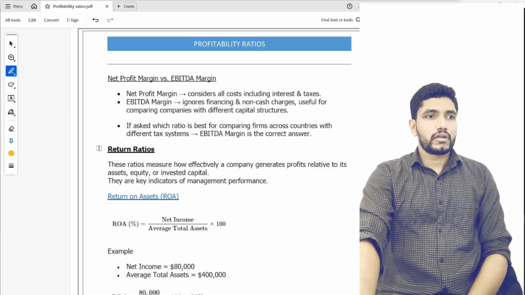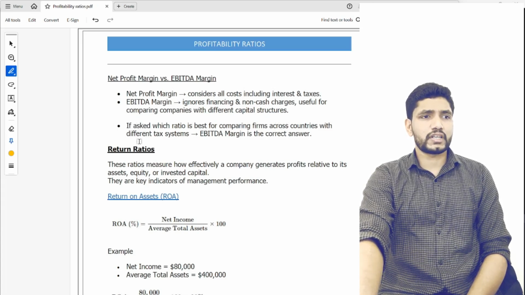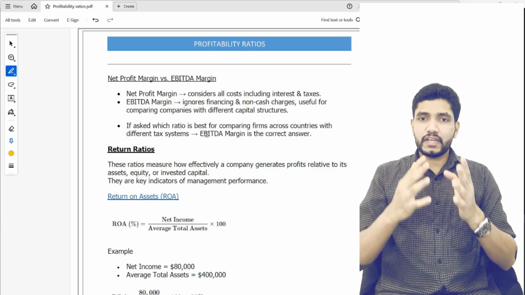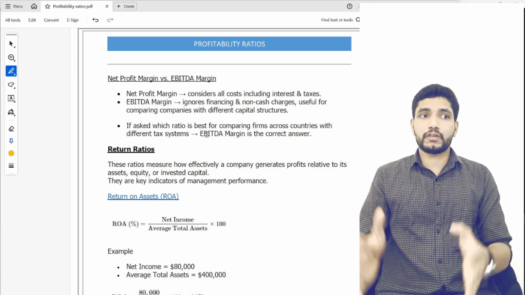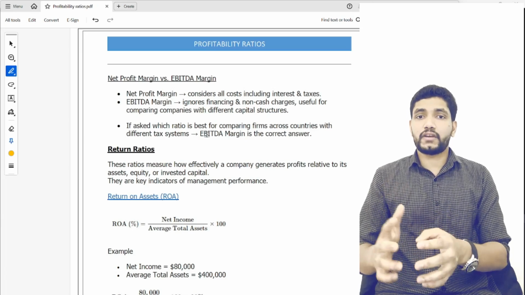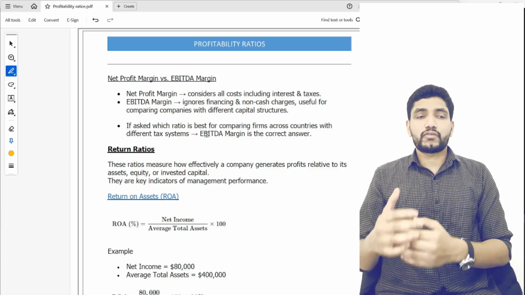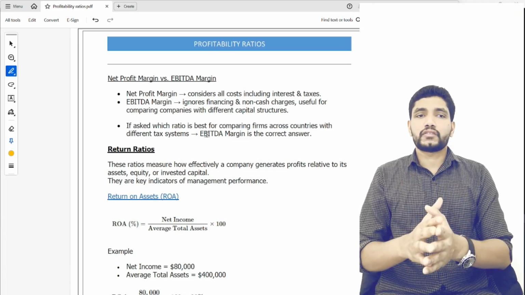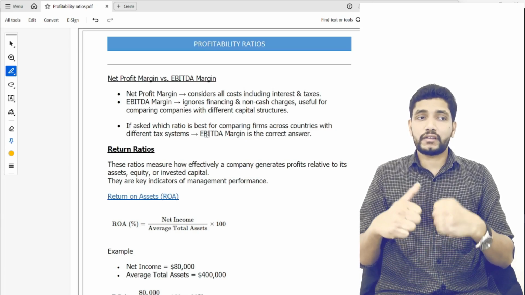So if you are asked which ratio is best for comparing firms across countries with different tax systems: even if you use net profit margin for two companies having different tax systems, it may not be an apples-to-apples comparison. If we use EBITDA, it will be a better comparison if we are comparing companies of two countries which have different tax systems.